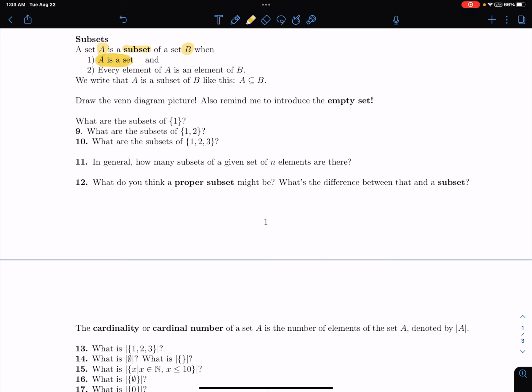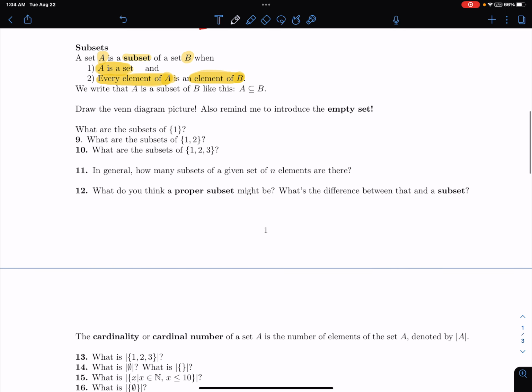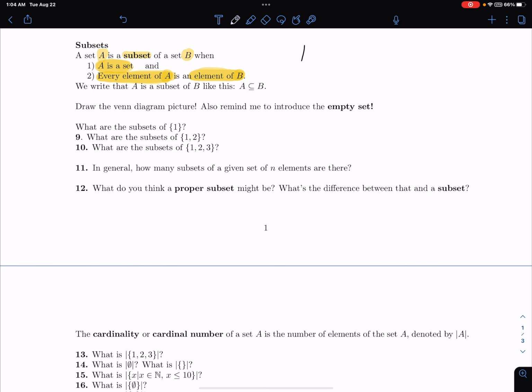And two, every element of A is also an element of B. So if you're inside of A, you must also be inside of B. That's what it means for A to be a subset of B. Let's look at a simple example of a subset that we already know. We know that the natural numbers are a subset of the integers. What are you talking about? So let's look at notation too at the same time.